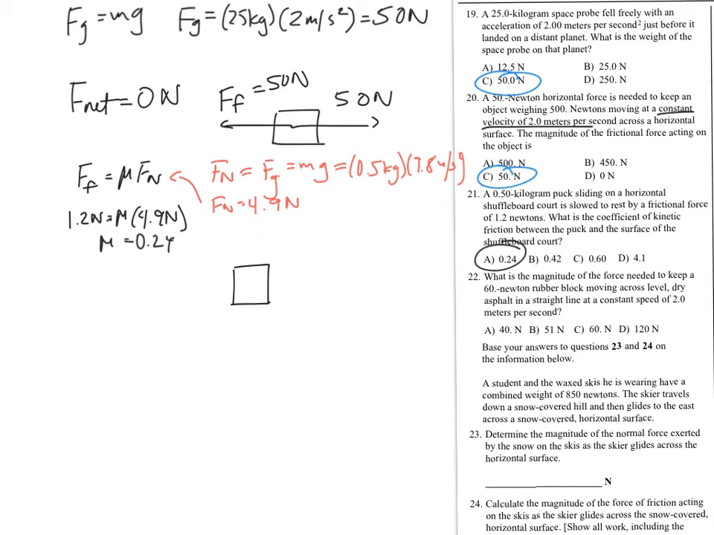We have here that it's moving in a straight line at a constant speed of 2 meters per second. When it's at constant speed, our F net is equal to 0 newtons. That means the applied force here is going to equal the force of friction. So we're going to have to look for the force of friction here.